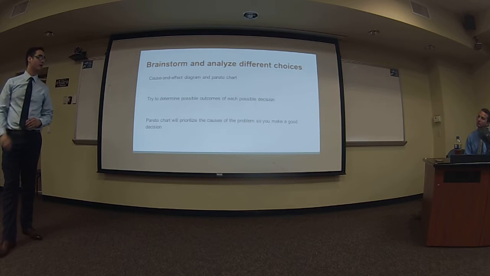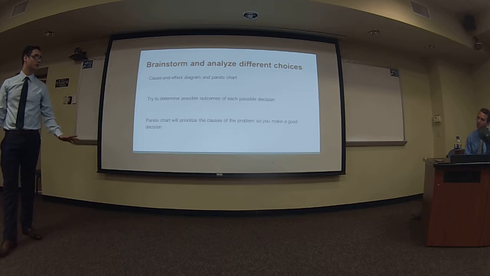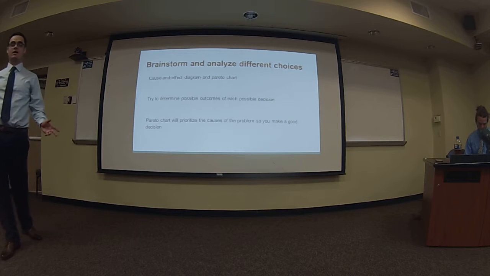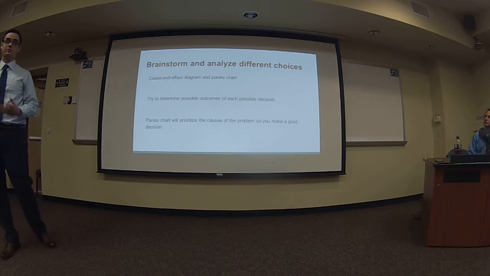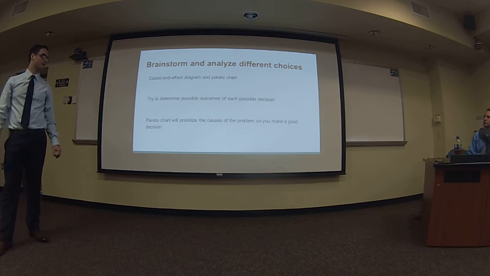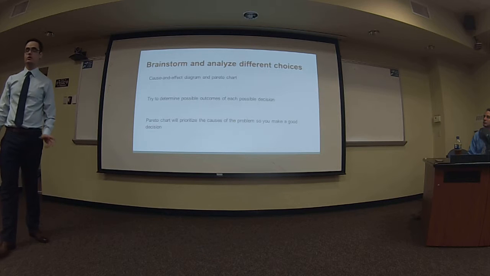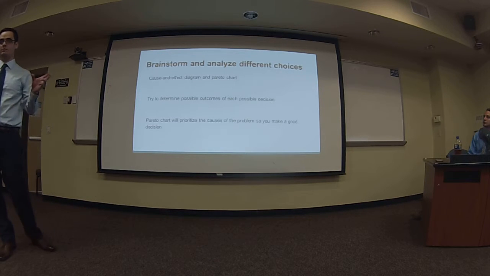Step 4 is you want to brainstorm and analyze all the different choices. You're going to have cause and effect diagrams, Pareto charts. This is going to help you determine the possible outcomes of what's going to happen from the decision you're going to make. The Pareto chart will help you prioritize the causes of the problem, so you know the biggest causes that you need to solve.